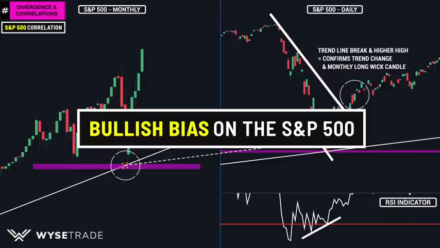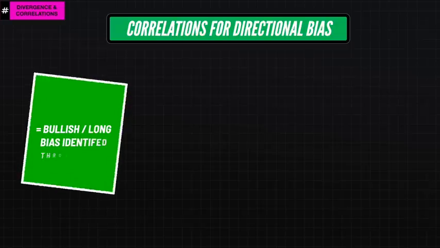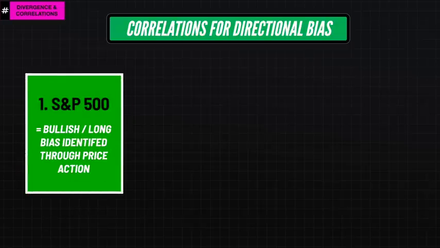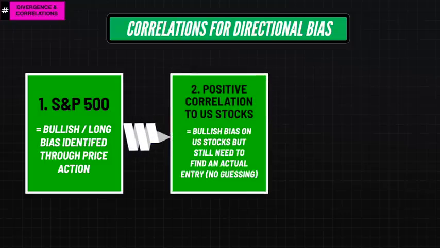Now, this is where correlations comes in. Again, we first found price action on the S&P 500 that gave us our bullish long bias. Then, since the S&P 500 has a positive correlation with US stocks, this again gave us a bullish long bias on US stocks we were watching.